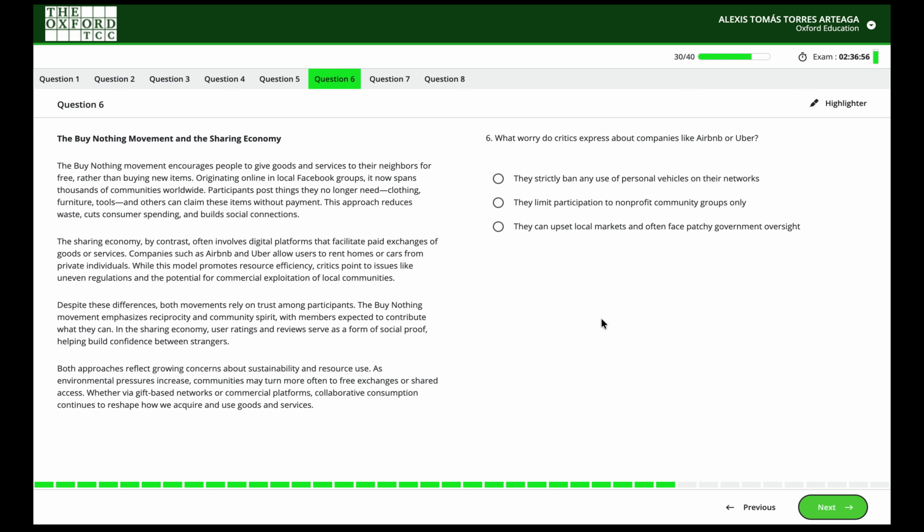What worry do critiques express about companies like Airbnb or Uber? They strictly ban any use of personal vehicles on their networks, limit participation to nonprofit community groups only. They can sell local markets and often face patchy government oversight.